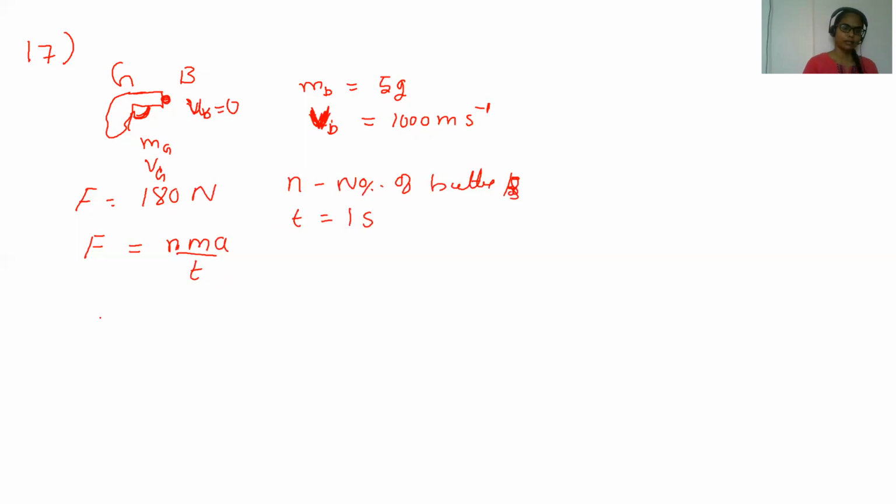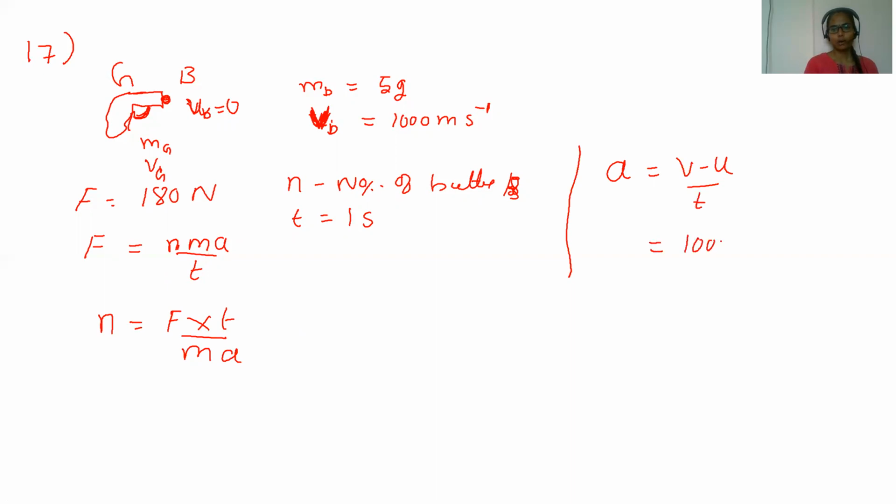Now you need to calculate the value of n, so that n is equal to force into time divided by mass into acceleration. Understood, children? But here acceleration is not given. Acceleration of the bullet we can calculate, no? Acceleration is V minus U by t, where V is 1000 but U was 0, divided by time, 1 second. So acceleration is just V, that is 1000 meters per second square.